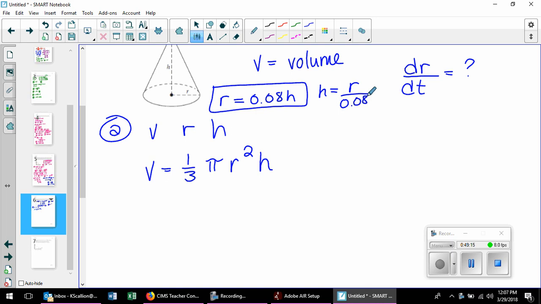It's a fraction, dude. I don't want to do the fraction. Because why would that be a problem? You're going to have to differentiate that, right? Leave it as a multiplication. I think we can do it, guys. So volume is equal to 1/3 pi r squared times r over 0.08.